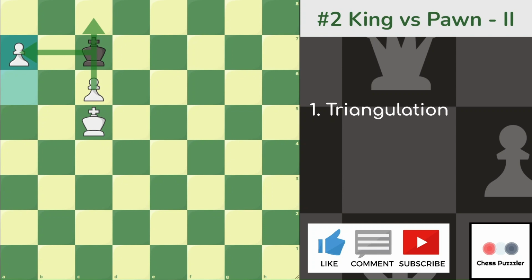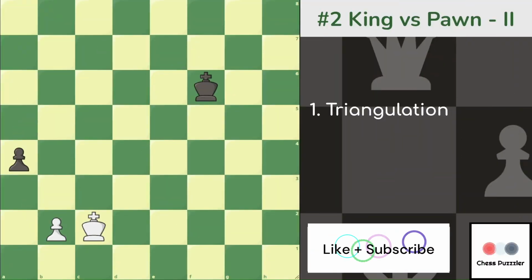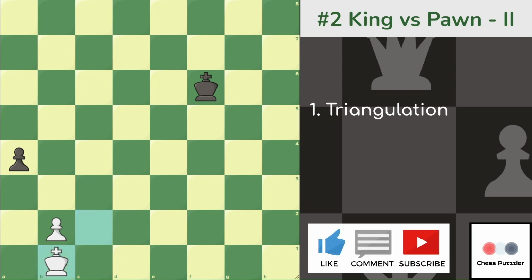All right, now let's look at one final example under the topic of triangulation. This one is extremely complicated, so please pay attention. White starts with king b1. Right? That's the only way to stop the a pawn from rushing to victory.